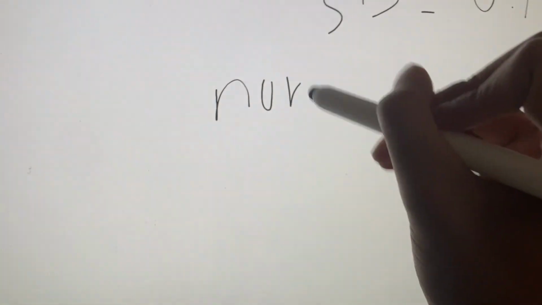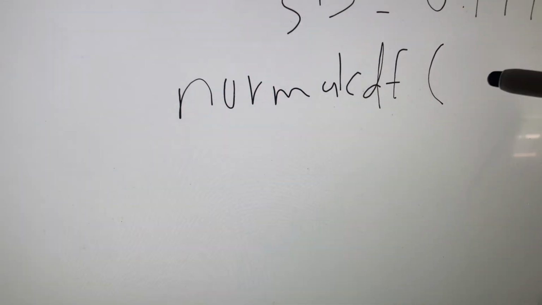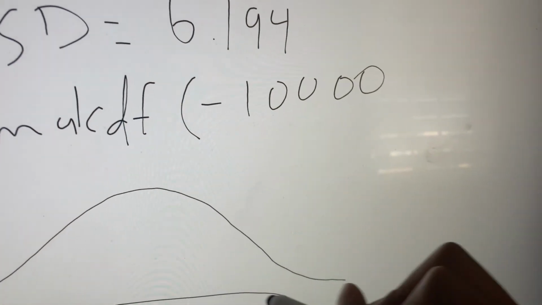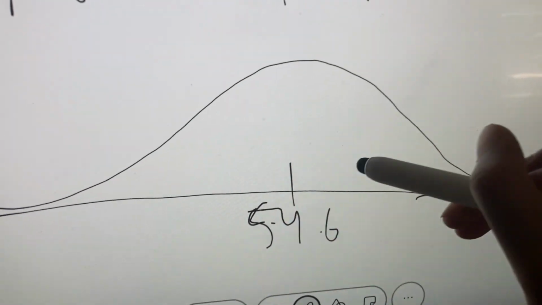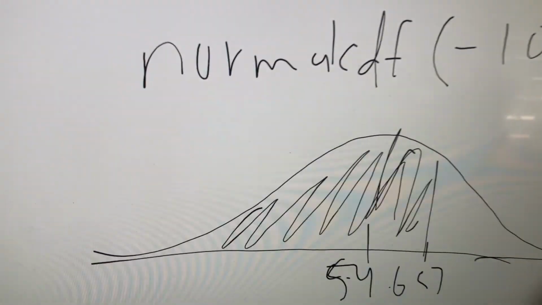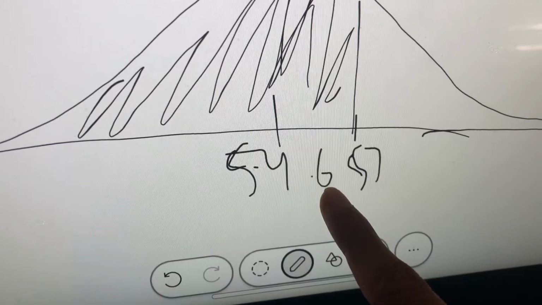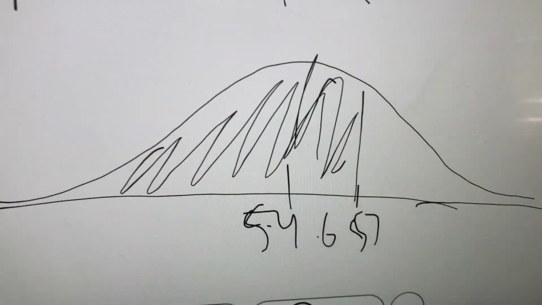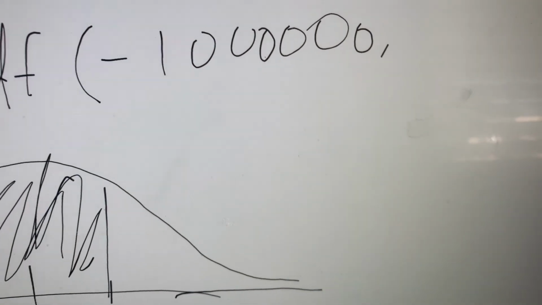Since we have a standard deviation now, we can go back to normal CDF. We want every single value less than or equal to 57. It's hard to differentiate, but 54.6 is here and 57 is here. So we use a really small number for the lower bound.